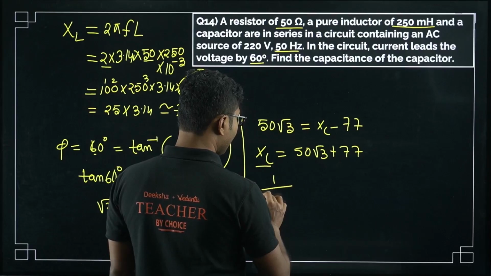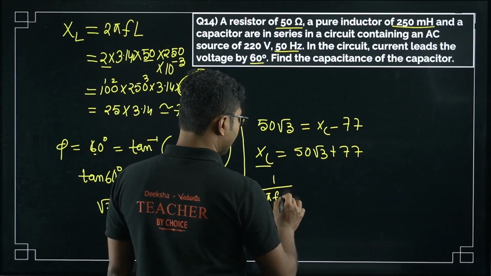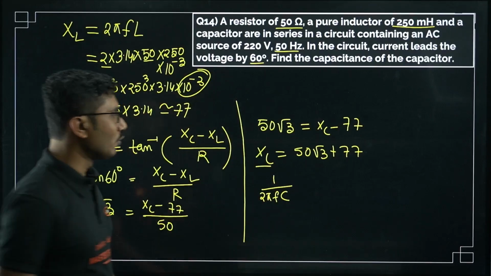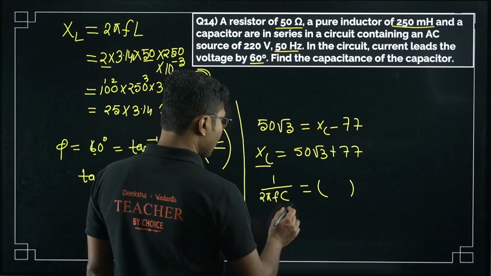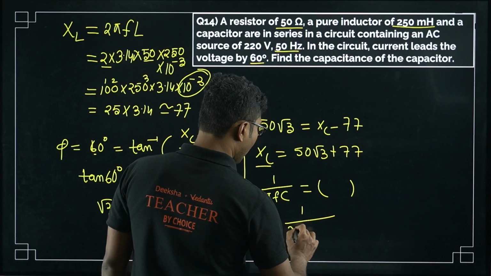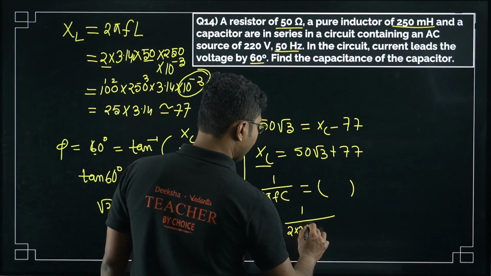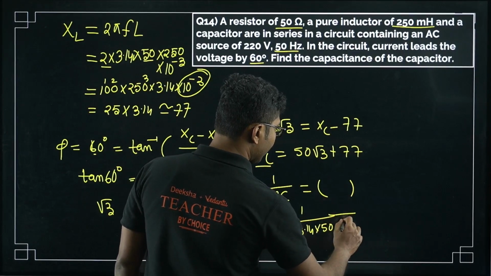Why not over? Because we know that XC is basically 1 by 2 pi F into C. So this is not over. You will get some value over here. Whatever value you get, you have to put that value. So C will be equal to 1 by 2 into 3.14 into 50 into whatever value you received here.